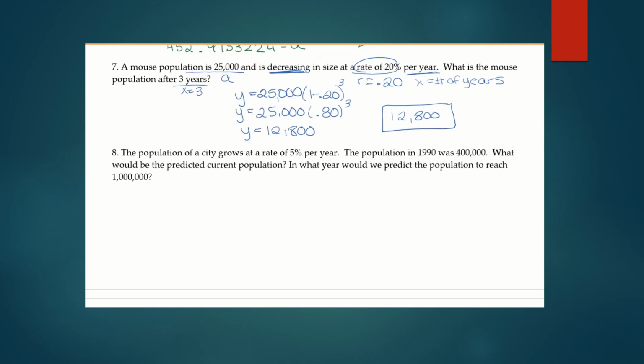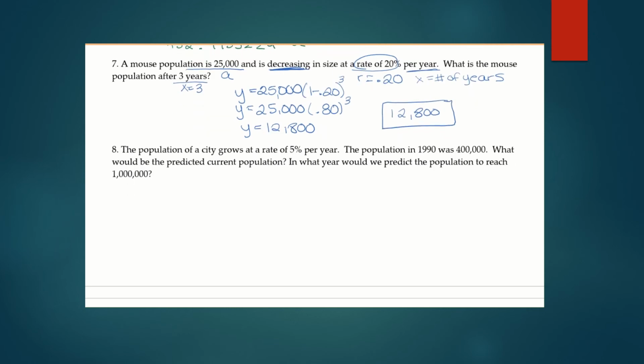Let's take a look at number 8, last but not least. The population of a city grows at a rate of 5% per year. So this is a growth factor. That 5% means we have an R value of 0.05, and our X is in terms of years, so number of years. The population in 1990, so in 1990, was 400,000. Okay, here's our A.